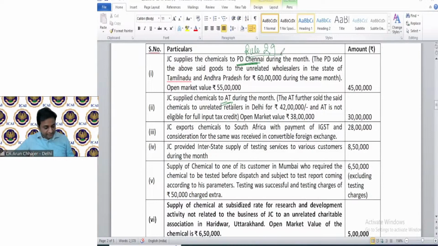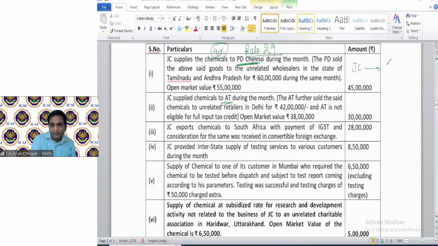What does Rule 29 say? First, open market value. If the open market value is not available, then like kind and quality. Otherwise, Rule 30, Rule 31, something like that. But there is a proviso which says that instead of the market value, you can take 90%. But very important, 90% of which value? 90% of what amount?